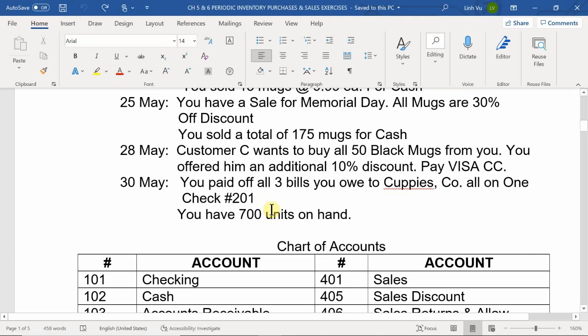Then, last but not least, on May 30th, you paid off all 3 bills that you owe to Cuppies Co. all on one check, number 201. And you also have your inventory having 700 units left on hand. So let's tackle one at a time. You decided that you want to pay all three bills with one check. So again, we're going to pay Cuppies Co. for all three bills. Now let's take a look at our track record.